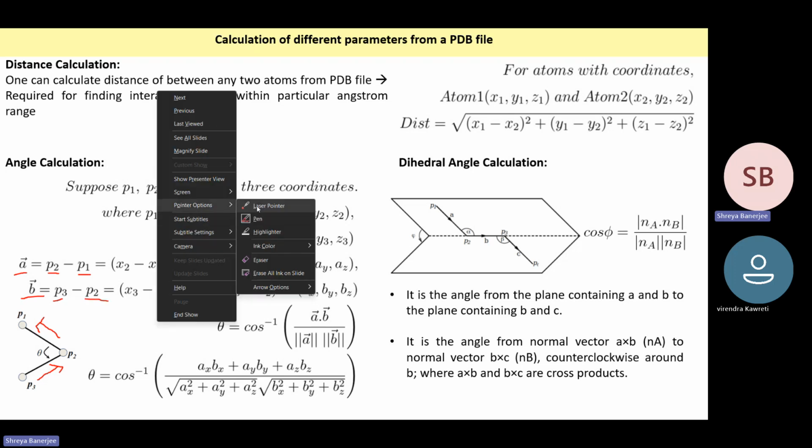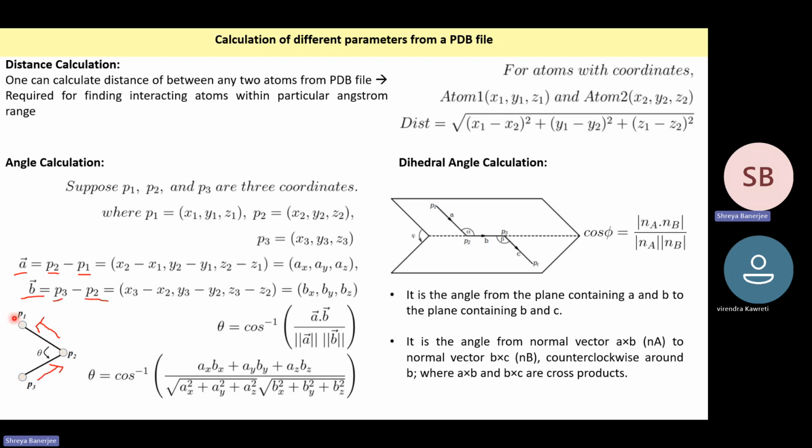Once you have these 2 vectors, we know that when there are 2 vectors, we can find the angle between them by this formula, which is cos inverse. In the numerator, you have the dot product of the 2 vectors, and in the denominator, you have the magnitudes of the 2 vectors multiplied. So we will just calculate that. Vector A is AX, AY, AZ. Vector B is BX, BY, BZ. Dot product simply means you multiply AX, BX plus AY, BY plus AZ, BZ. That is in the numerator.